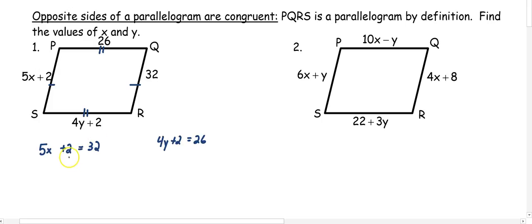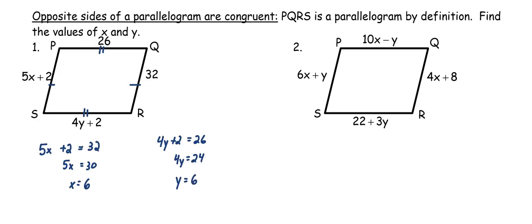To solve for x, we would subtract 2 from both sides, and then divide, and we get that x is 6. In the other equation, we would subtract 2 from both sides, and then divide by 4, so y is also 6 in this case.